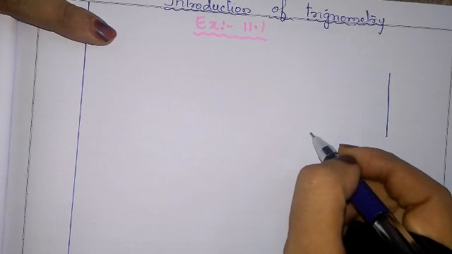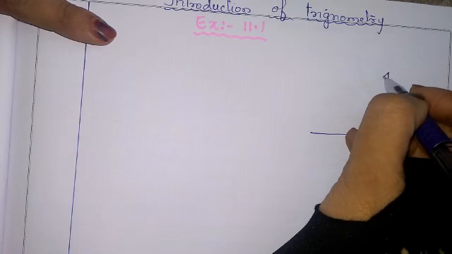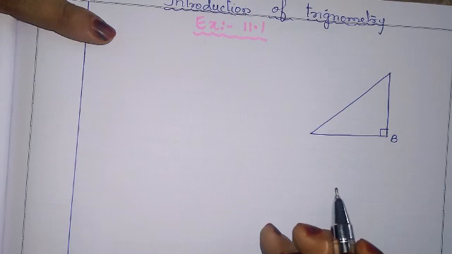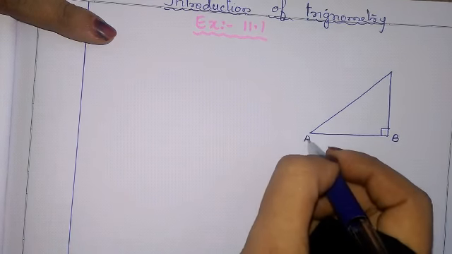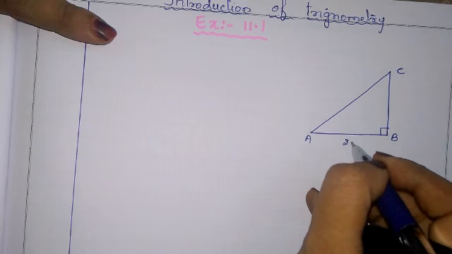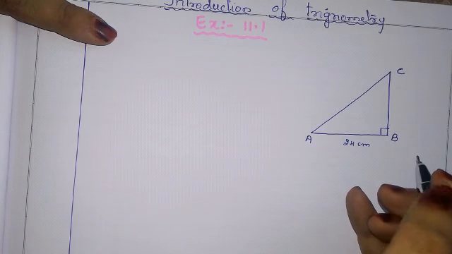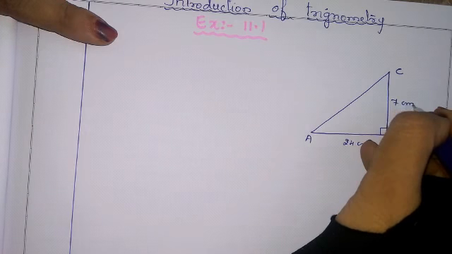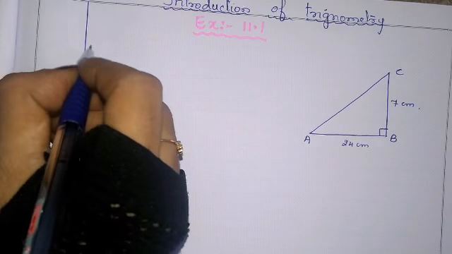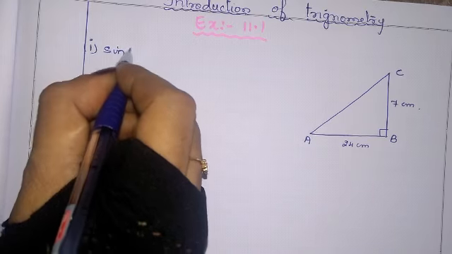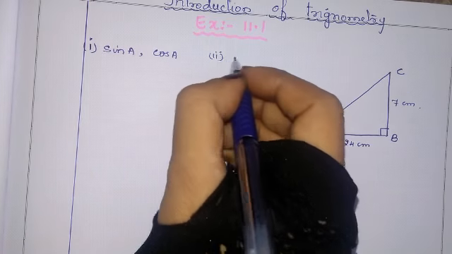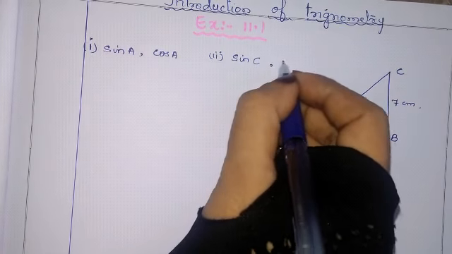One right angle triangle, right angle at B, as they have told. They have given AB as 24 centimeter, and BC as 7 centimeter. What they have told us to find is sin A, cos A, and second, sin C, cos C.